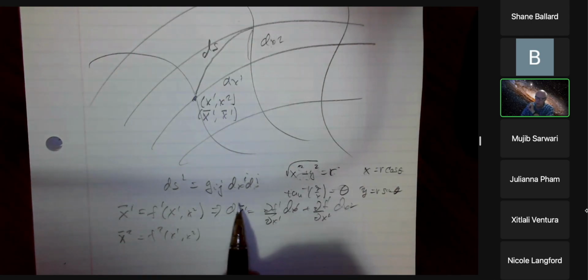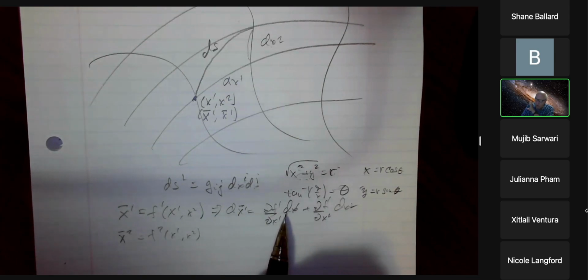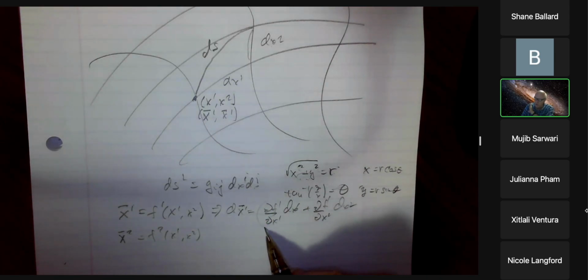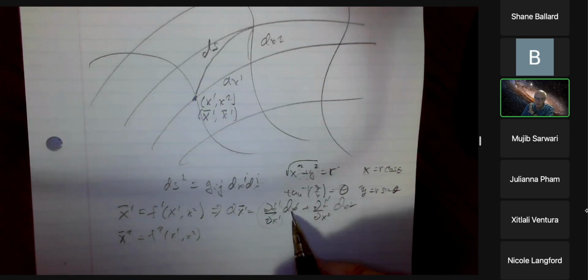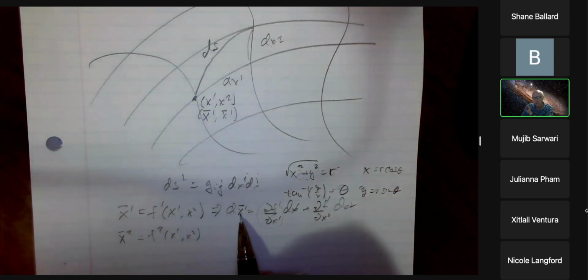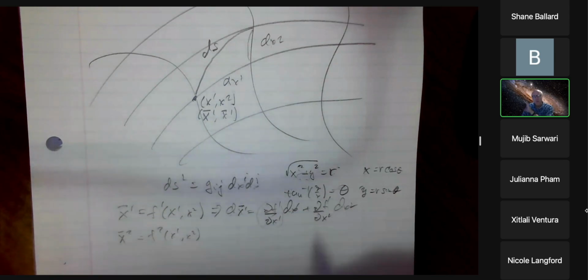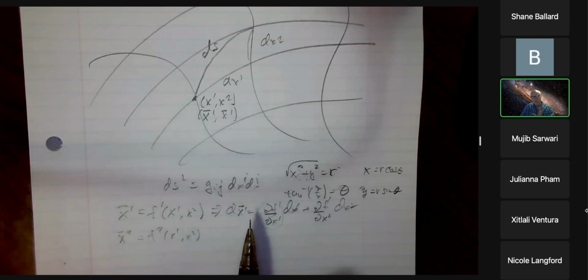What we're saying is that the changes in the new coordinate system are simply proportional to the changes in the old coordinate system. In fact, these numbers just represent a certain fraction of this. What I'm saying is that the differential in the new coordinate system is some linear combination of the differentials in the old coordinate system. Everybody okay with that?